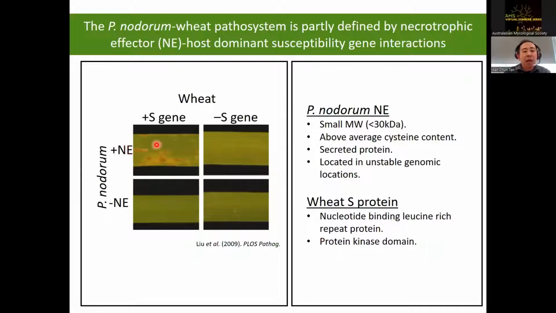And the wheat itself requires the presence of a dominant susceptibility gene, and this could be receptor-like kinases and things like that. If there's the presence of both these components, you get interaction, and if you do get interaction, you obviously get cell death and the manifestation of disease. If either one of these components, the effector or the host gene, is absent in the interaction, then obviously you don't get the onset of the disease.